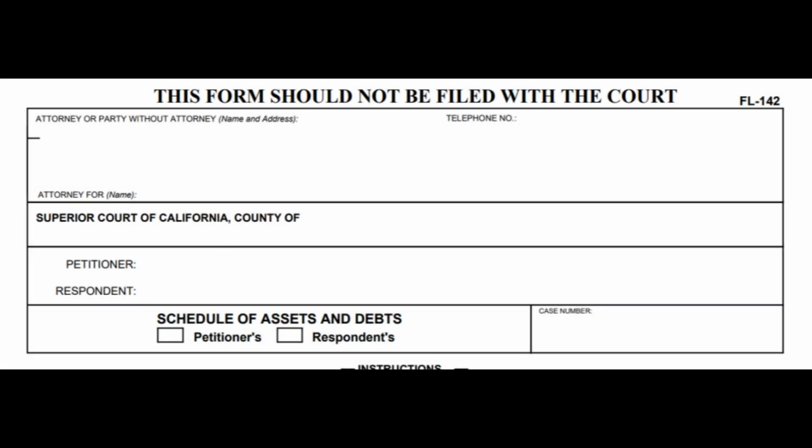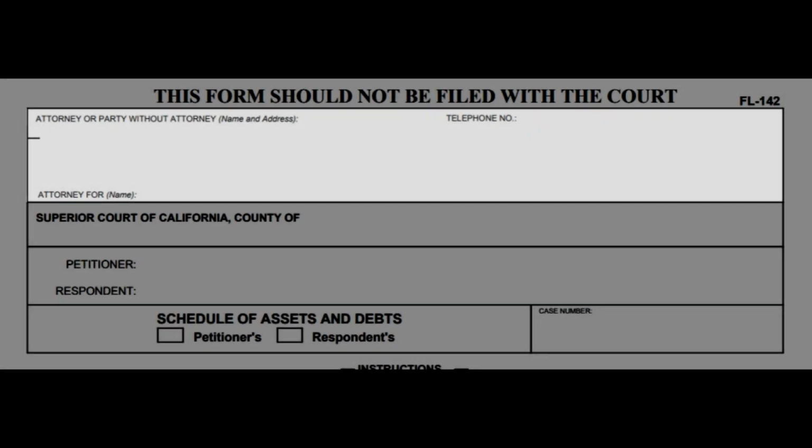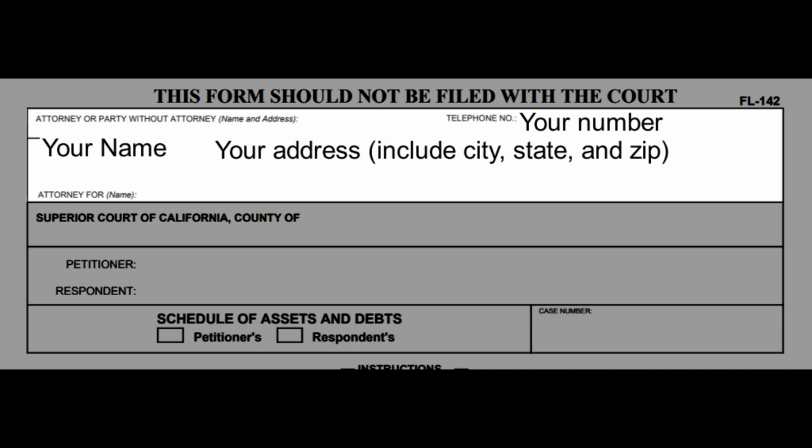The purpose of the FL 142 is to show all assets and debts that you and your spouse own. In the first section, write your name, your telephone number, address, including city, state, and zip code, and in the attorney for box, write in pro per.